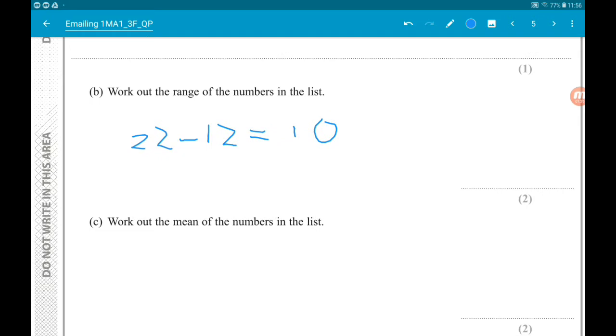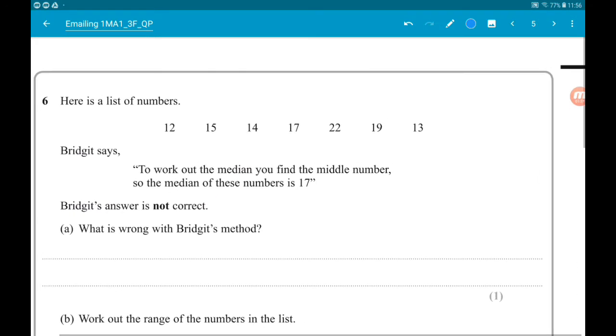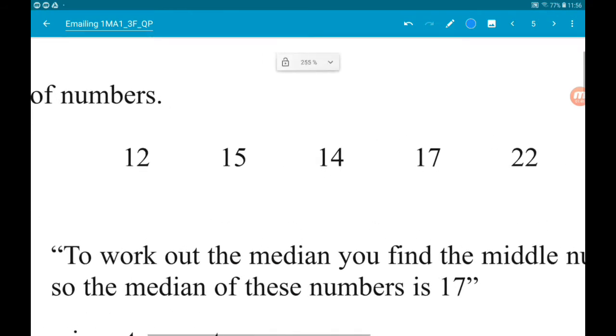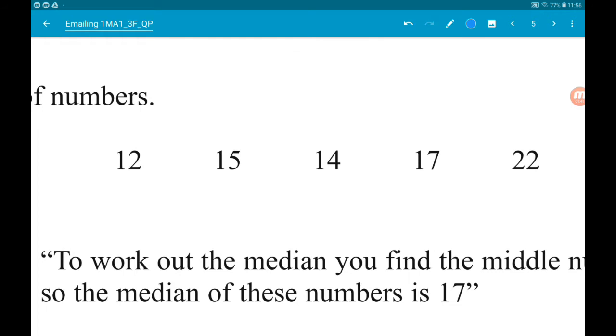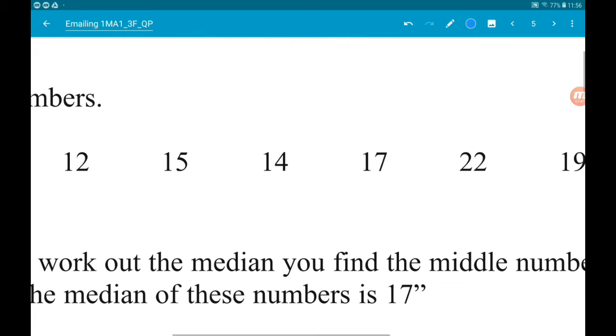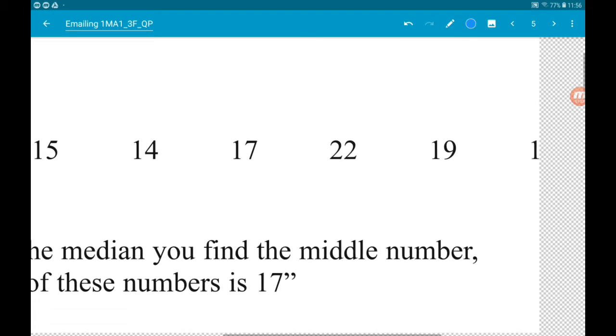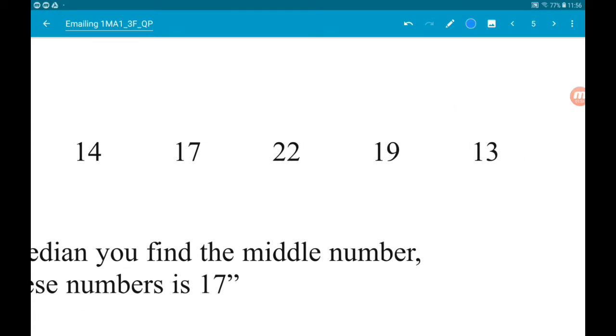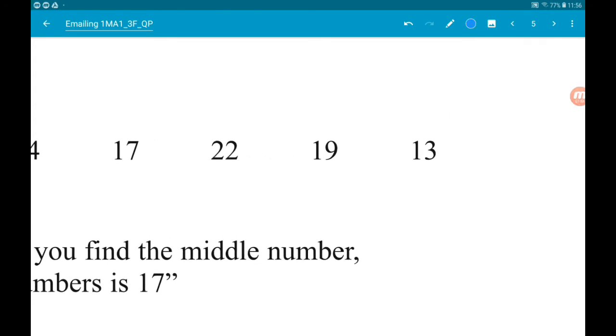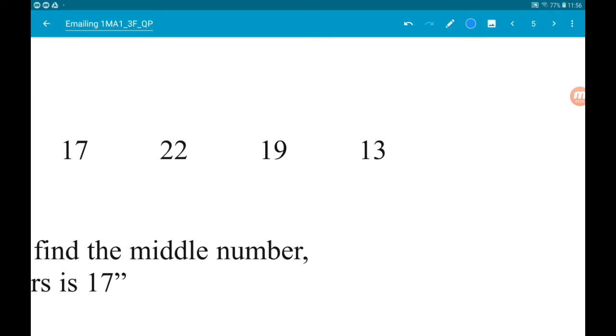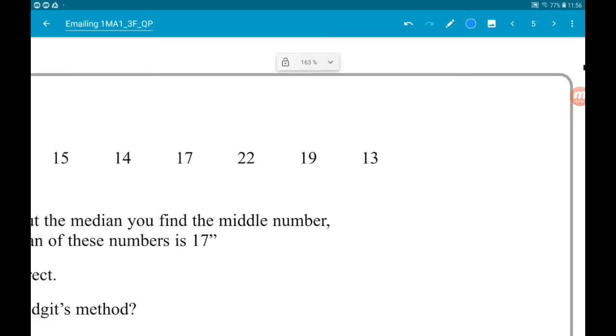Okay, then part C wants us to work out the mean of the numbers in the list. So to work out the mean, you need to add all the numbers together. If we add all of these together, remember you can use your calculator. So 12 and 15 is 27, add 14 is 41, add 17 is 58, add 22 is 80, add 19 is 99, add 13 is 112.